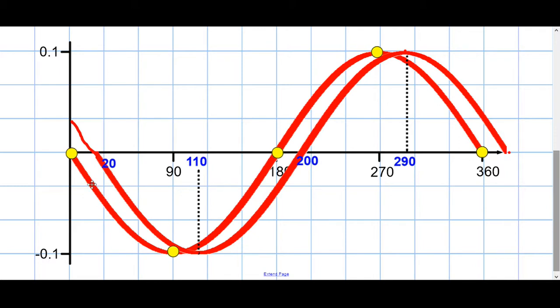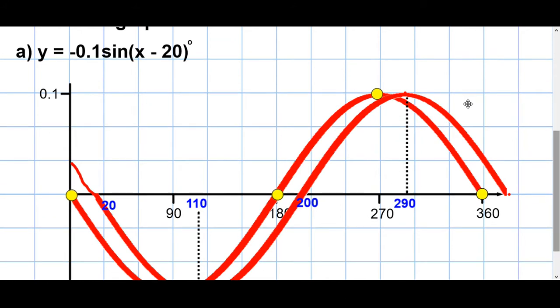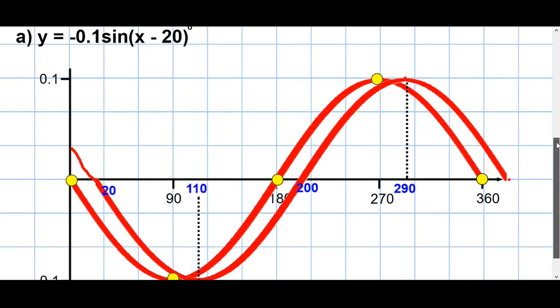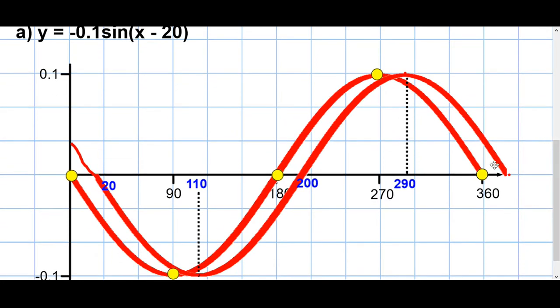Another thing that's quite nice to do is actually name the new graph, like put a wee arrow to it. Now you can see it's negative 0.1 sine (x minus 20). Okay, hopefully this helps. Now try, I think it's question 2 in the book. Try and draw the graphs out.